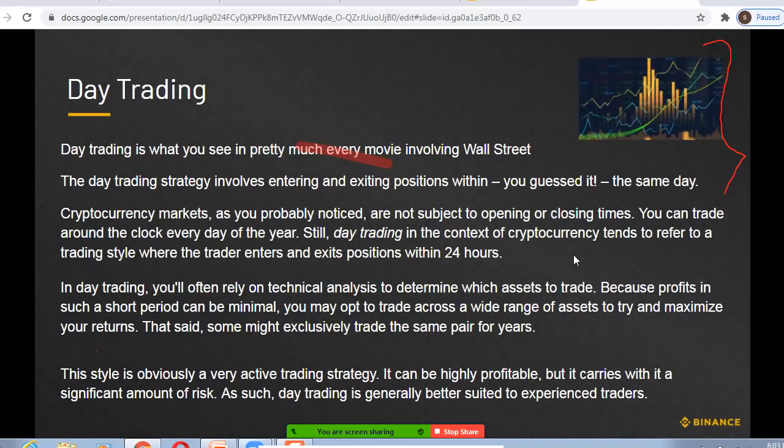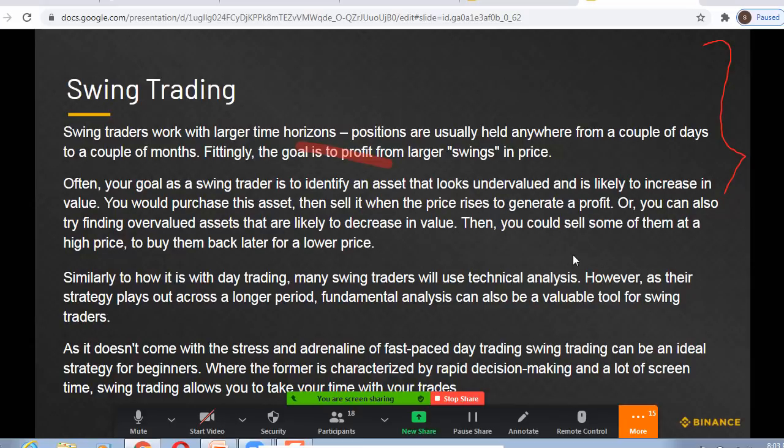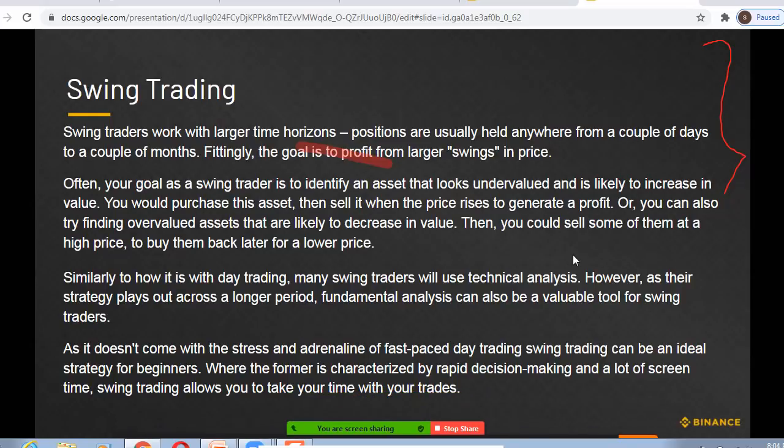Now the next one we'll be looking at is swing trading. Swing trading works with larger time frame horizons. It's very simple for you to define a swing trader and a day trader. Their positions are usually held over a couple of days, sometimes weeks and months. They don't bother about price fluctuations. And most people that do this type of trading are investors. They don't bother much about fluctuation in prices.